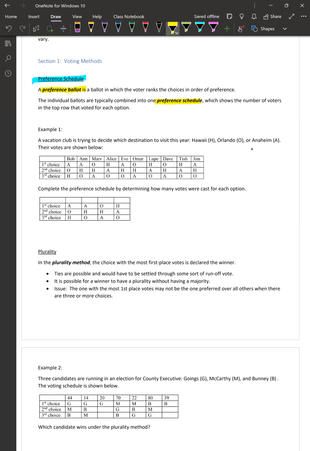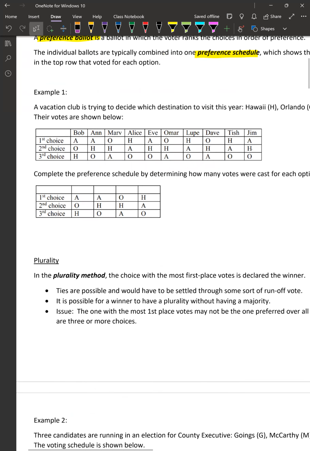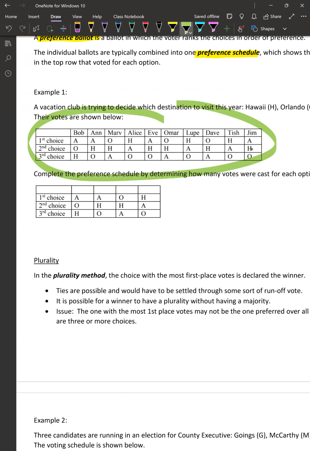Okay. So let's do an example. Maybe that will help. So we have a vacation club trying to decide which destination to visit this year. Are they going to go to Hawaii, which is symbolized by the letter H, Orlando O, or Anaheim A, right? And what they have here, let me zoom in a little bit, make this easier to see. What we have here are all the preference ballots, right?